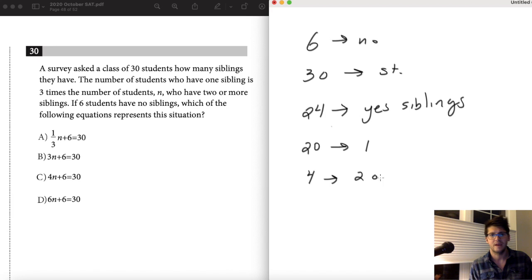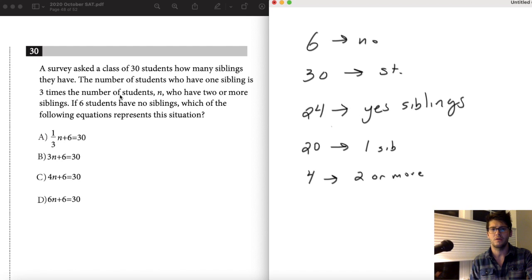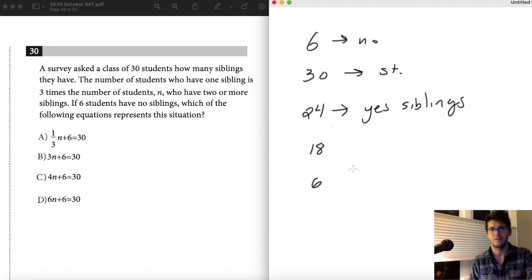And then you're like, well, does that make sense? The number of students n who have 2 or more times 3, so 4 times 3 is 12, so that didn't work. Okay, so maybe I got to try a smaller number. Why don't I try 18, and then there would be, I guess, 6 would be the other group, right? That was me just kind of skipping ahead, but if there's 6 that have 2 or more, multiply that by 3, and these are the number that have 1 sibling.